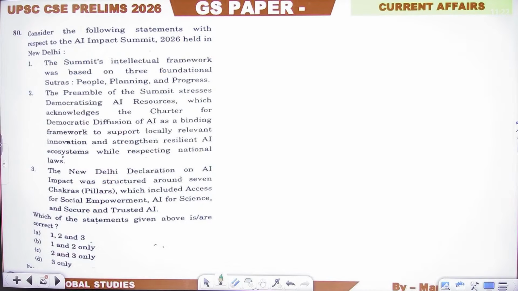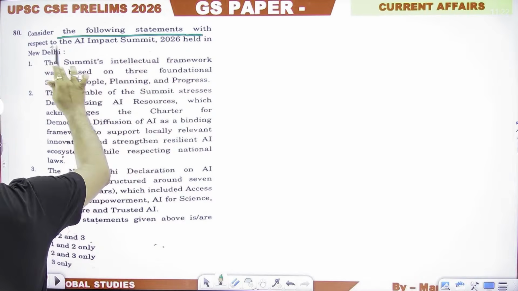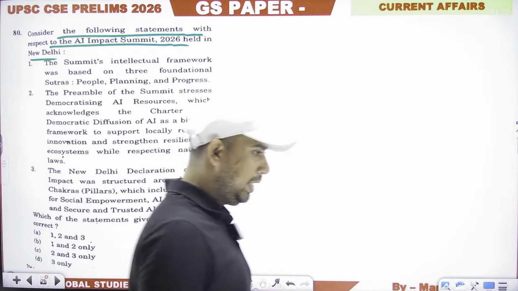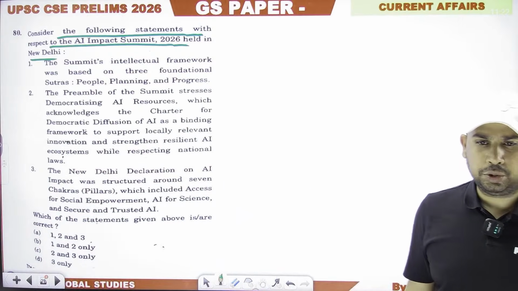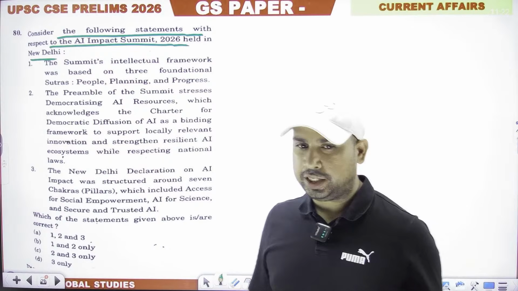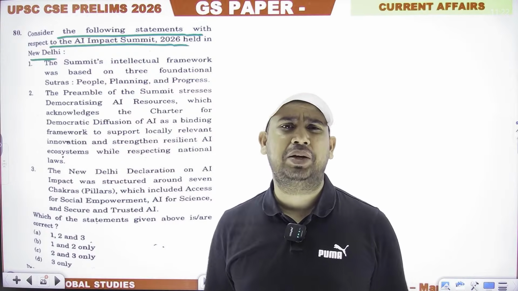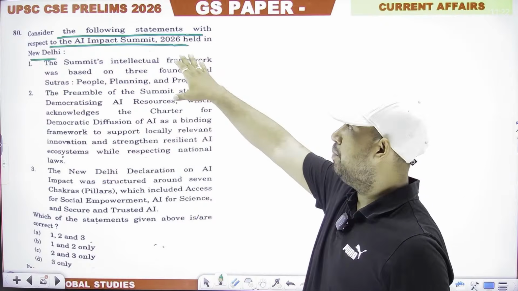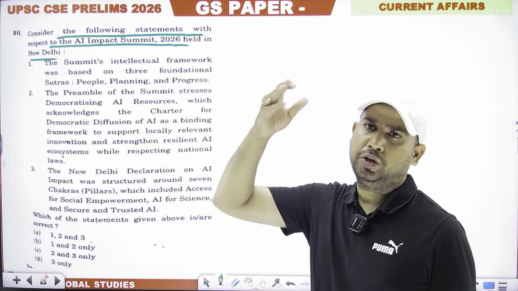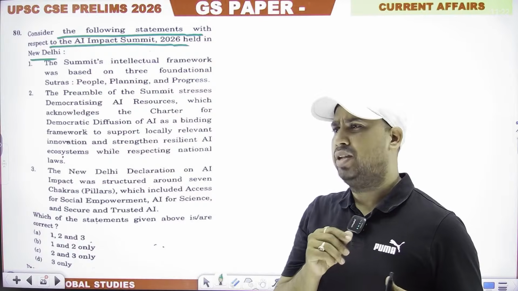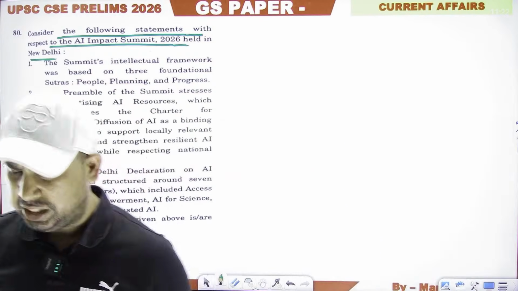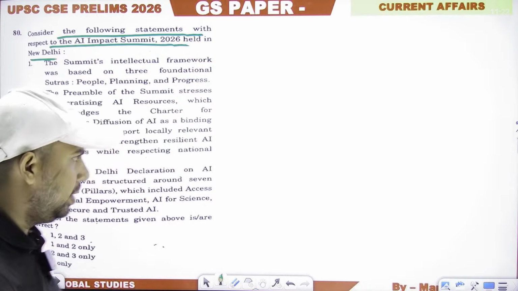Question number 80 is there. Consider the following statements with respect to the AI Impact Summit 2026 held in New Delhi. Recently, this summit was held in New Delhi and it was very much in news due to the Galgotias University controversy. You must have come across it multiple times on social media platforms. On the basis of that, the AI Impact Summit, this is the fourth summit. Already 3 summits had happened, in the UK, in France and in Seoul, South Korea. This fourth was held in India in the month of February.